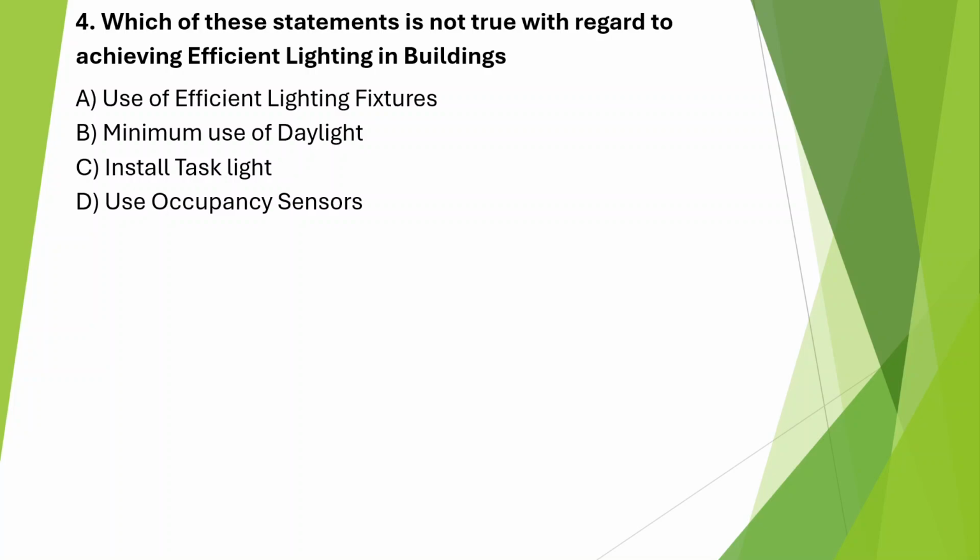Which of these statements is true with regard to achieving efficient lighting in buildings? You can see the four options carefully and mark the most appropriate answer, whether it is use of efficient lighting fixtures, or minimum use of daylight, or option C, install task light, or option D, use of occupancy sensors. So try to give your answers for this question number 4.